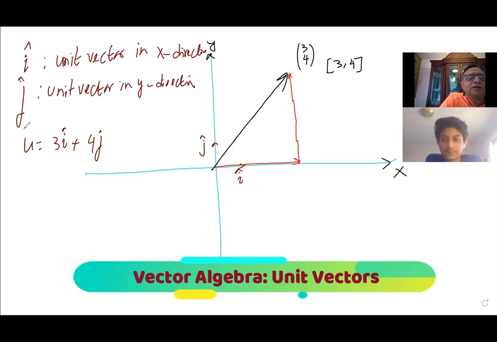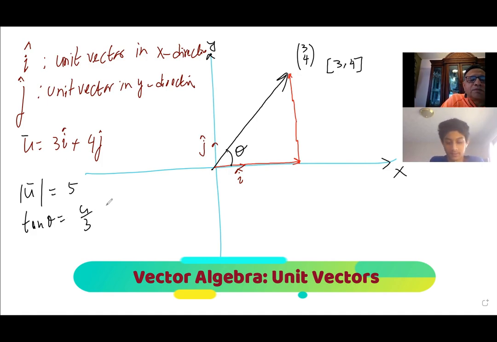Now, for this vector u, which is 3i, 4j, can you please find the magnitude of this vector? Yes, sir. It would be 5. You just do square root and then it is 5. And what is the direction of this vector? That means with the x-axis, what is the direction theta? So, sir, we would have to use the tan ratio again, right? So 4 over 3, right?